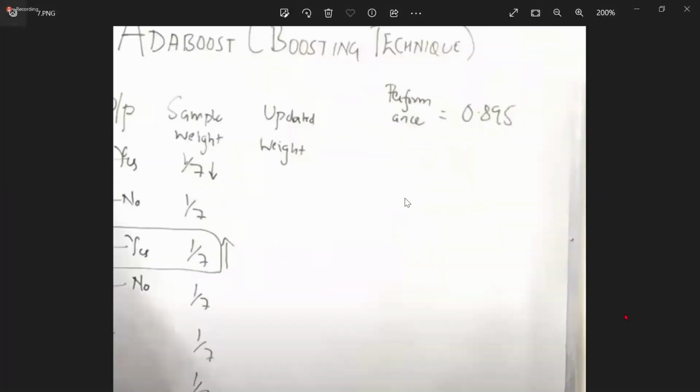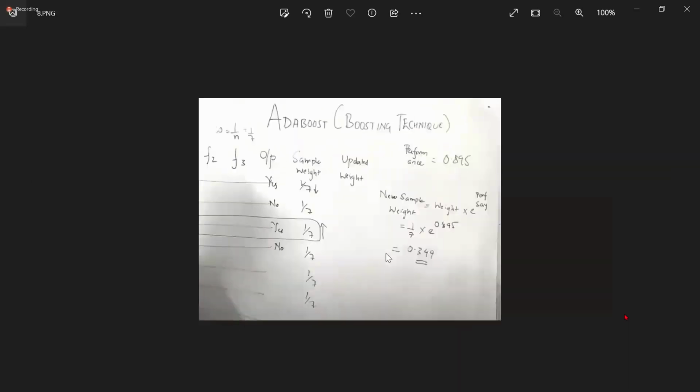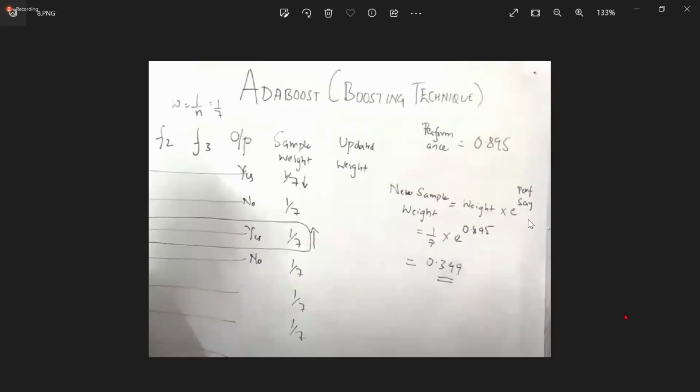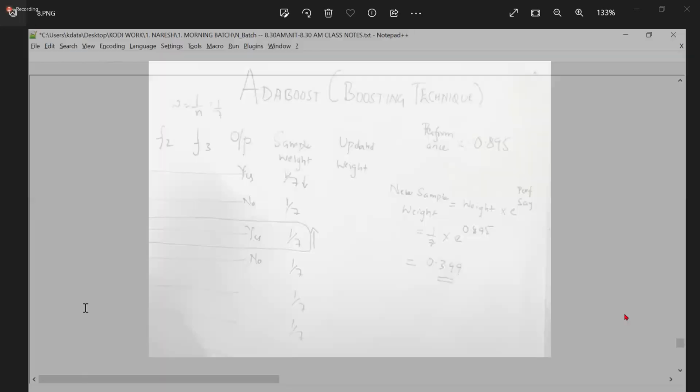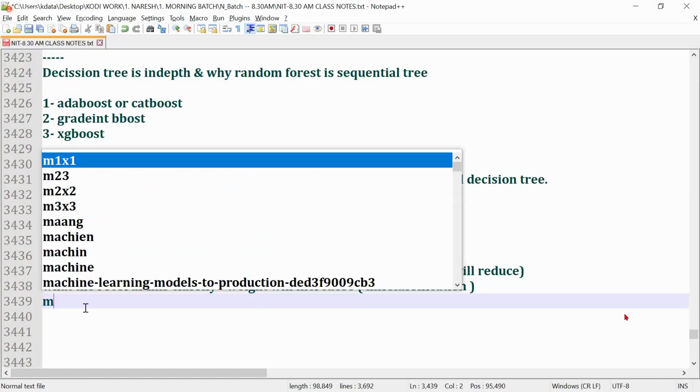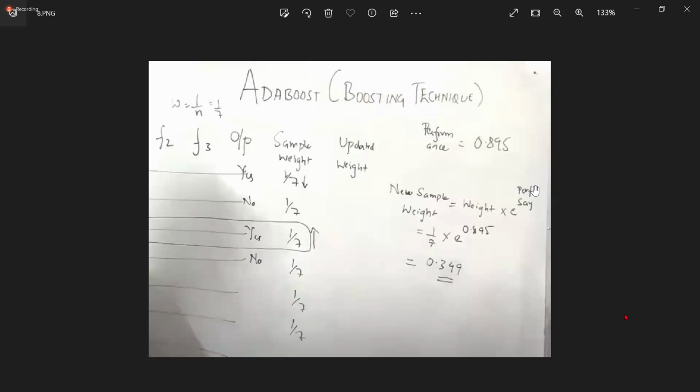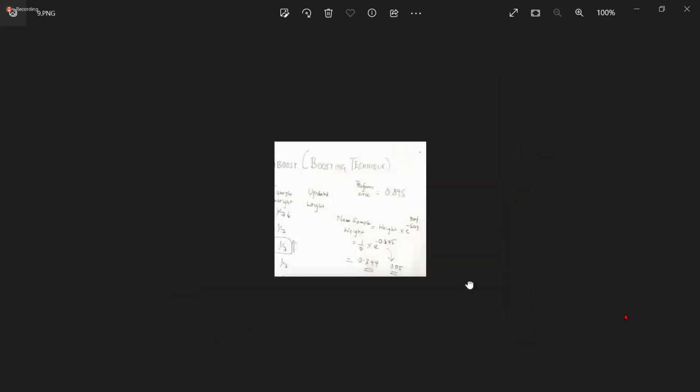Have a look at the performance. So here, new sample weight equals weight times e to the power performance. Definitely, for the misclassified records, a new weight will be created, because it is misclassified. So what is the formula for the new weights? New sample weight equals weight times e to the power performance, which is 0.349. Do you understand?